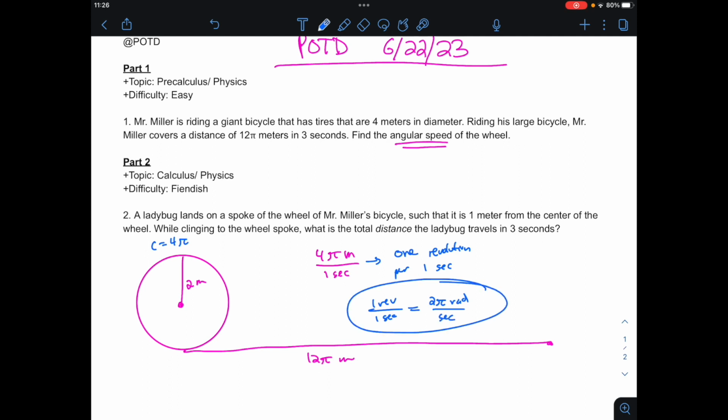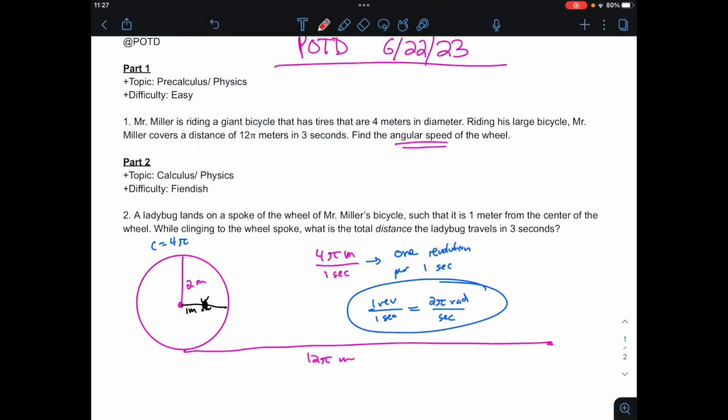Not too bad. Second one: a ladybug lands on a spoke of the wheel of Mr. Miller's bicycle such that it is 1 meter from the center of the wheel. While clinging to the wheel spoke, what is the total distance the ladybug travels in 3 seconds? So the ladybug's going to land somewhere on the spoke. It could be anywhere theoretically on this circle that is a radius of 1 meter, but for my model, I'm going to put it here. So let's say the ladybug lands 1 meter right here. Here's my little ladybug.